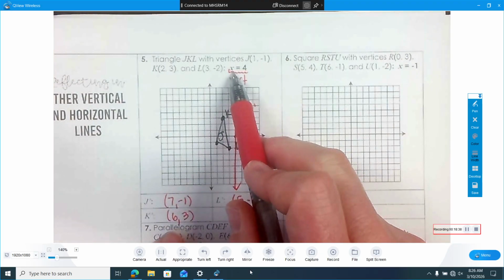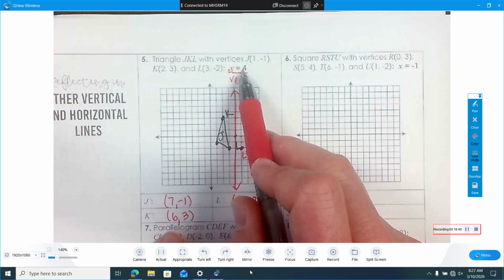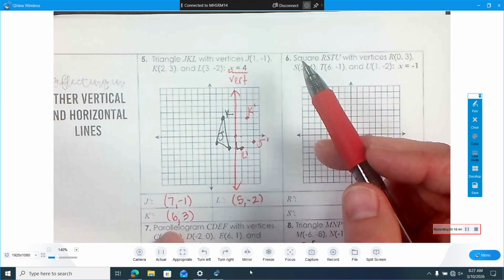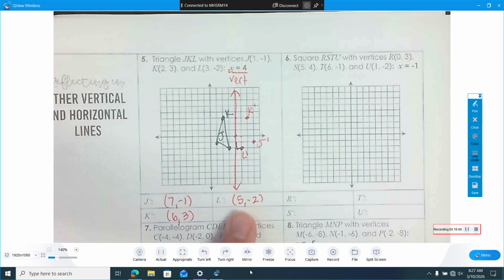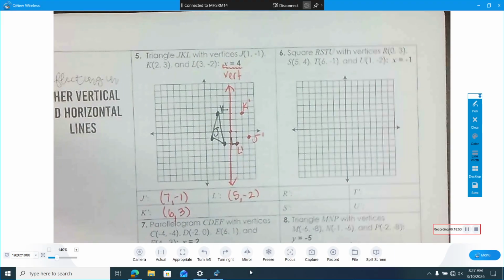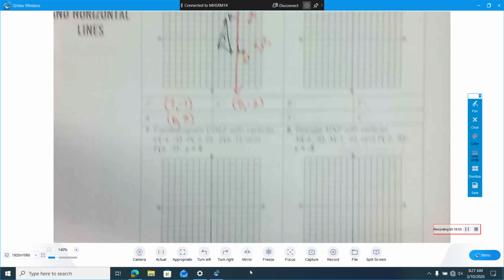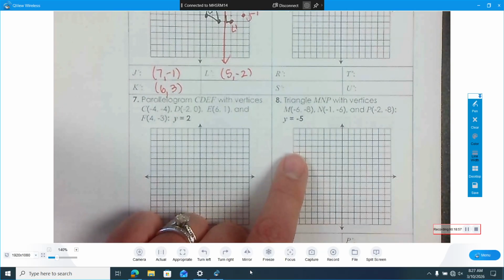So what happened to our x values? Yeah, each one just added 4 to it, huh? That's interesting, isn't it? Okay, cool. Very good. Let's see. So let's look at right here, number 8. Let's do number 8.